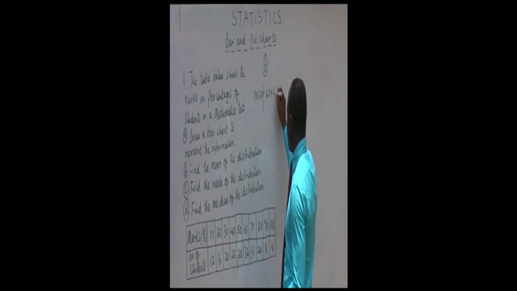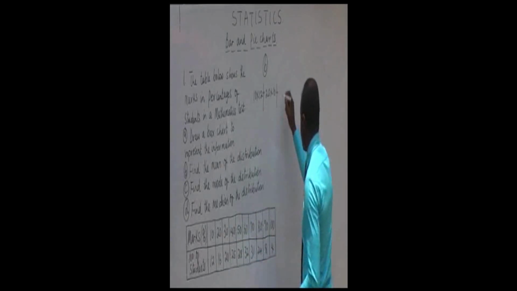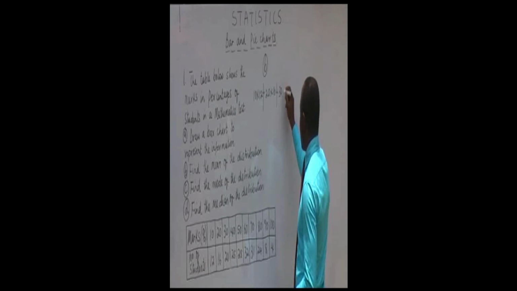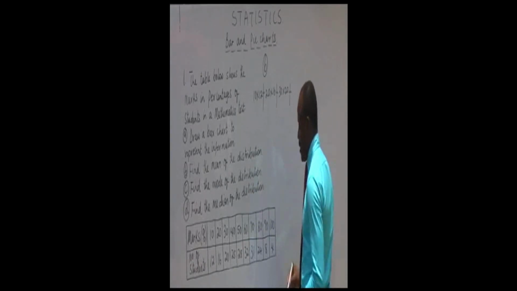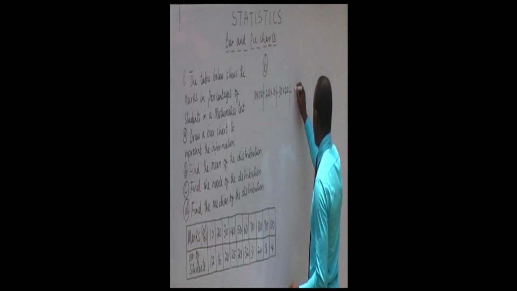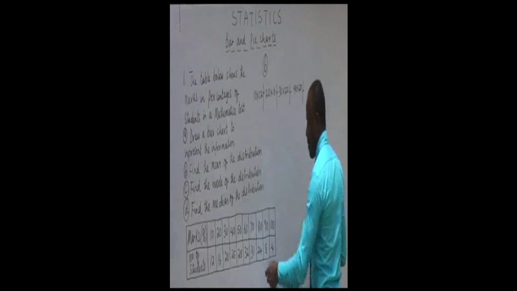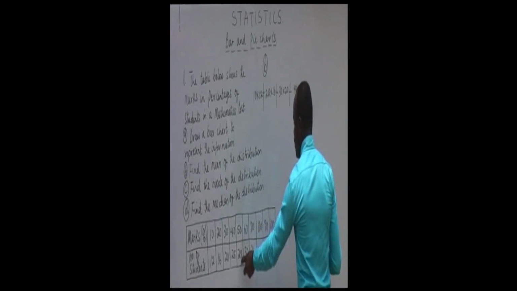20 times 16 plus 30 times 20, 30% times 20 people that scored it. Plus 40 times 25, 40% times 25 students that scored it. Plus 50 times 28, 50% times 28 students that scored it.